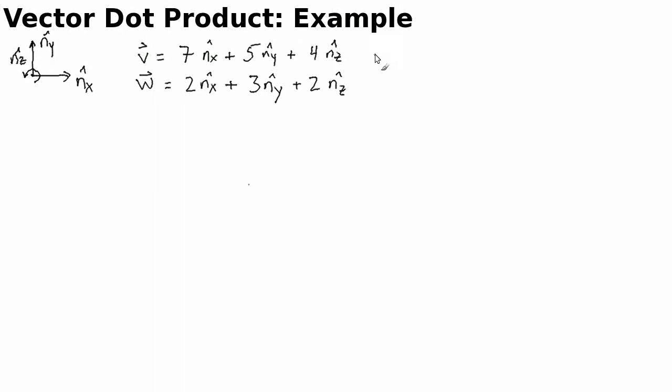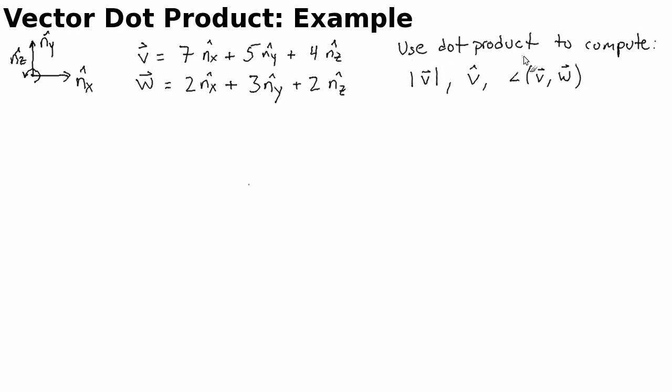So here we have v as 7nx plus 5ny plus 4nz, and we have w equals 2nx plus 3ny plus 2nz. So to compute quantities such as the magnitude of v, or a unit vector in the direction of v, or the angle between vector v and vector w, we're going to make use of the dot product. So let's go ahead and compute v dot v.